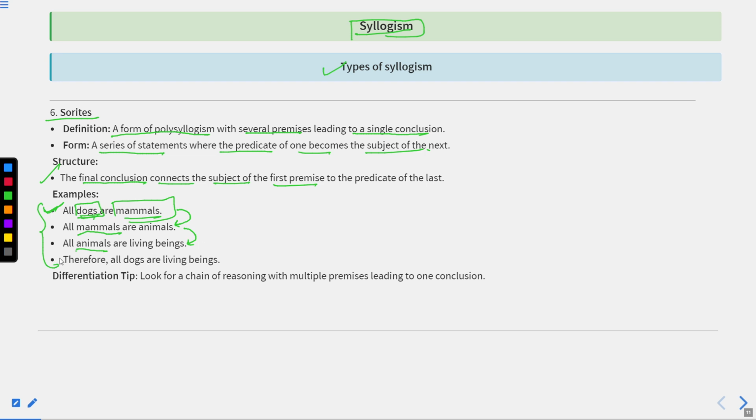And therefore, when we come to the inference, what we have figured out is that the subject of the first statement and the predicate of the last statement will be combined together, and therefore we can come to this conclusion that X, the first subject, and Y, the predicate of the last statement, are combined together to form an inference which says all dogs are considered to be living beings. So this example gives us a clear idea of what exactly polysyllogism means as a part of the types of syllogism.